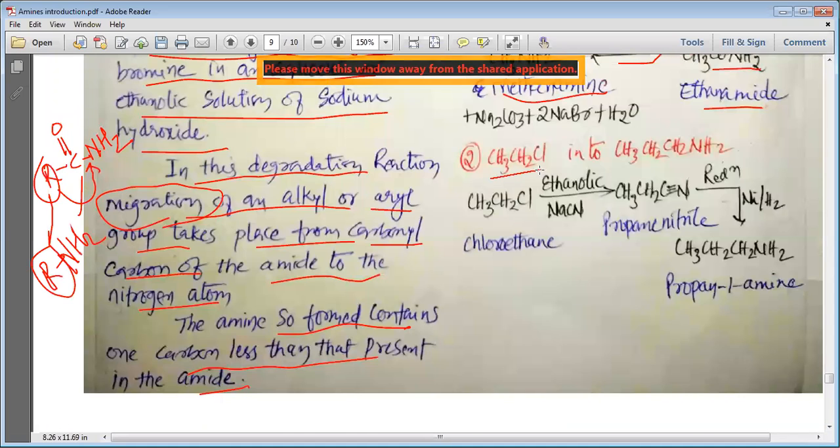Now next reaction, suppose we want to convert CH3CH2Cl into CH3CH2CH2NH2.